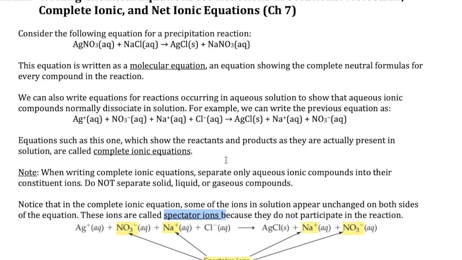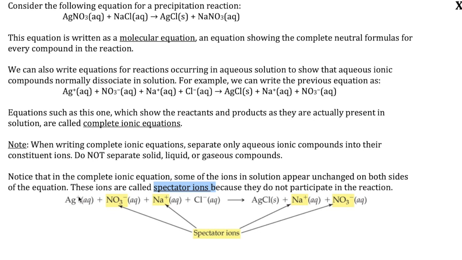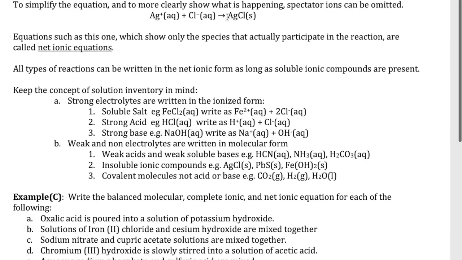If these are spectator ions, what we can do is remove them from the reaction because they're really not an important or critical part of the reaction. So what we can do is cancel these out. So cross out the NO3 on both sides and cross out the sodium on both sides. All that's left is going to be Ag plus and Cl minus on the reactant side and then AgCl on the product side, which is this equation right here.